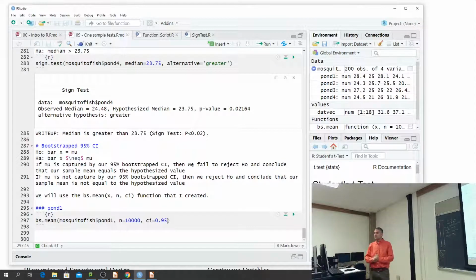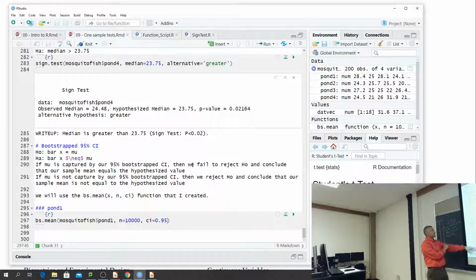With all of our tests so far, I've gone ahead and summarized what we're doing. Our null hypothesis is that our sample mean is equal to mu, or some other hypothesized value. Our alternate is that it's not equal. And I also wrote our interpretation.